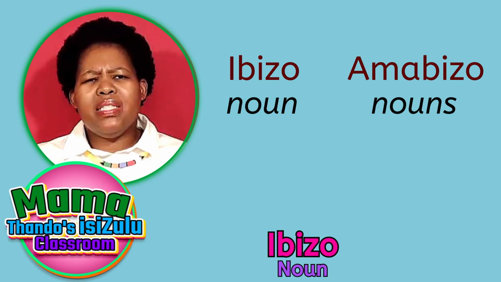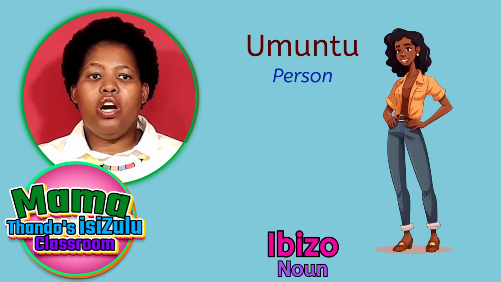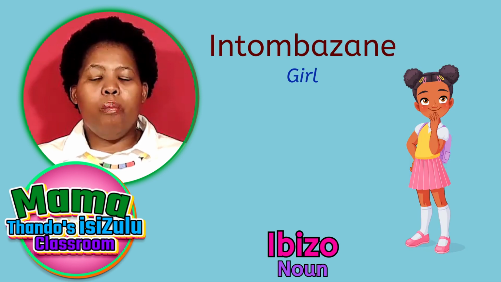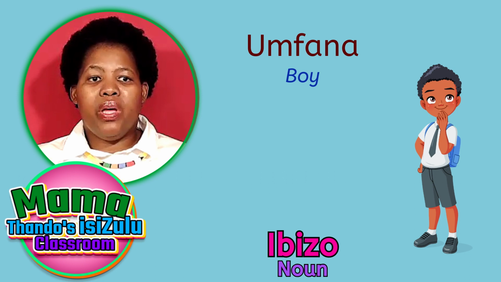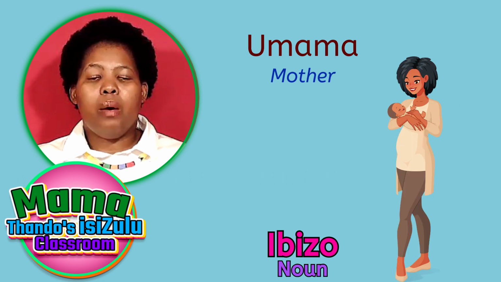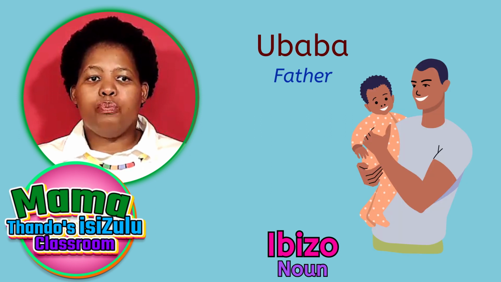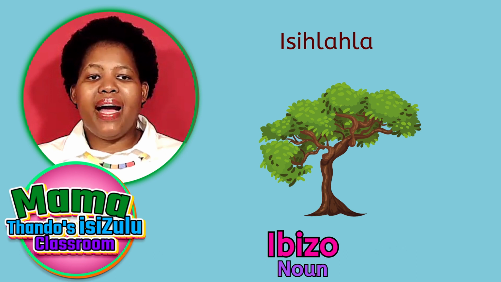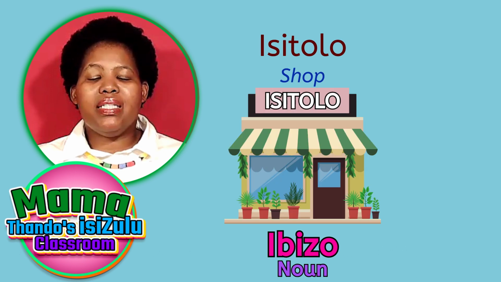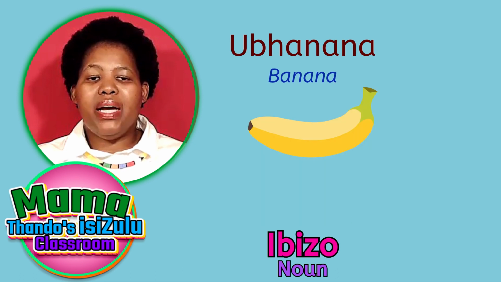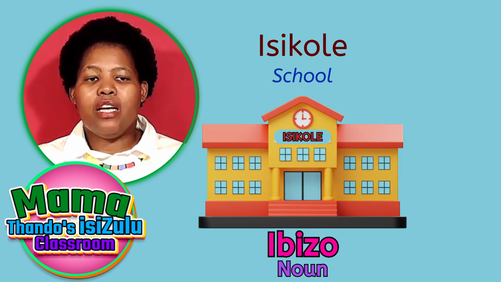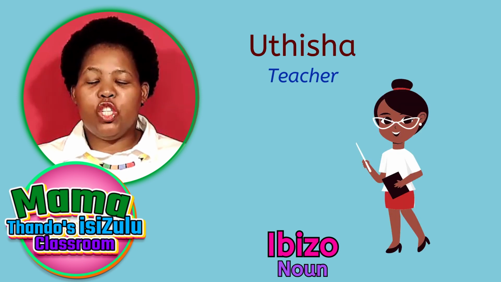Let's list all of these nouns that we've spoken of just now in isiZulu. A person is umuntu, a girl, intombazane, boy, umfana, mother, umama, dog, inja, tree, isihlahla, shop, isitolo, banana, ubanana, school, isikole, teacher, uthisha.